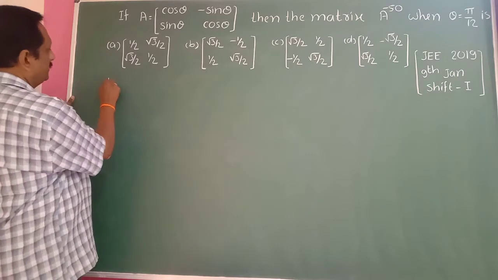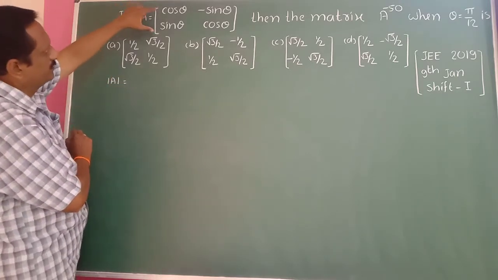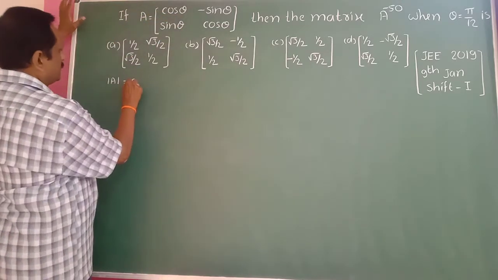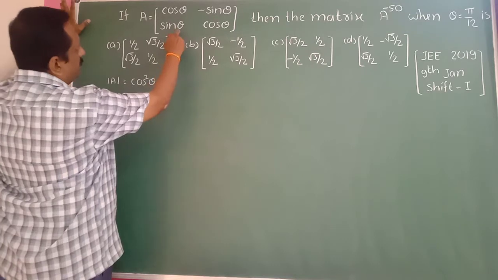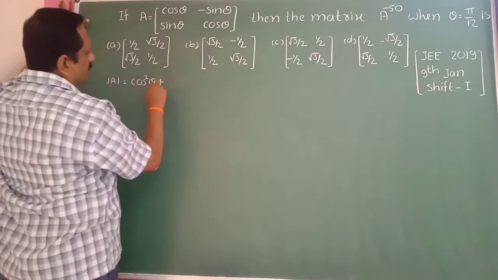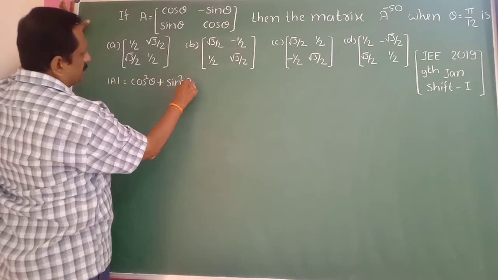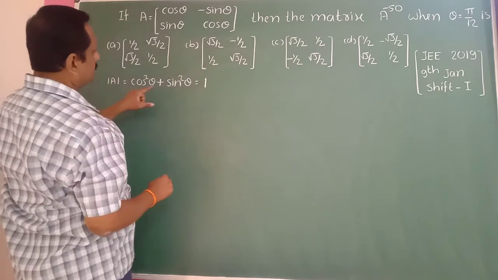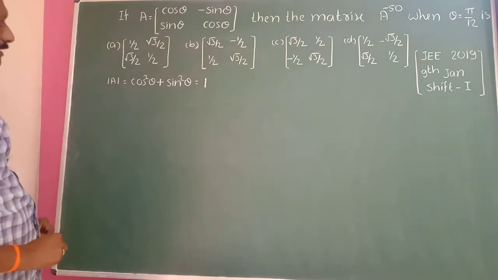So determinant of A is cos into cos, which becomes cos square theta, plus sin into sin, which becomes sin square theta, since minus into minus is plus. And cos square plus sin square is 1 here. Okay, determinant of A is equal to 1.